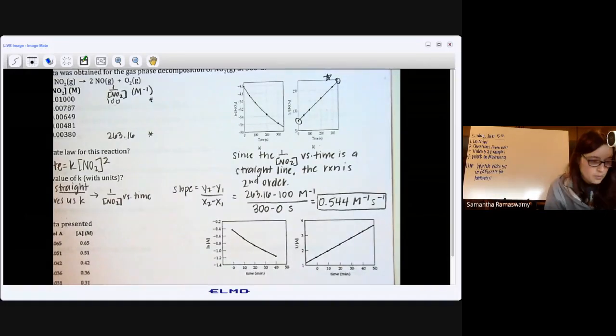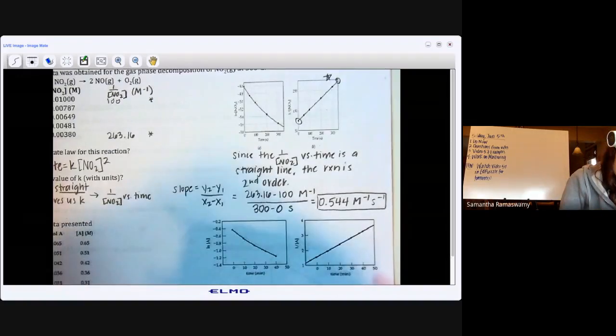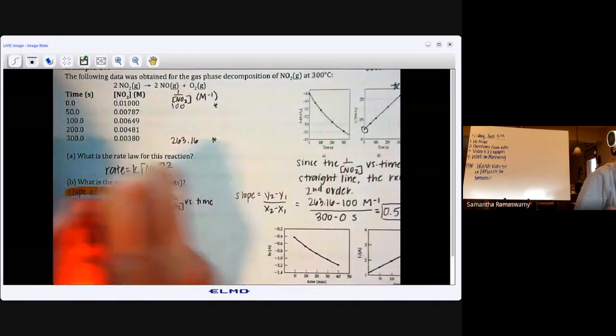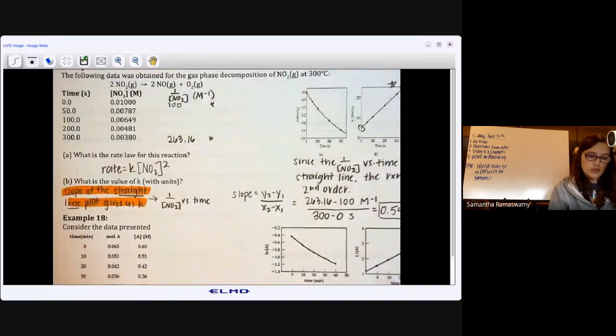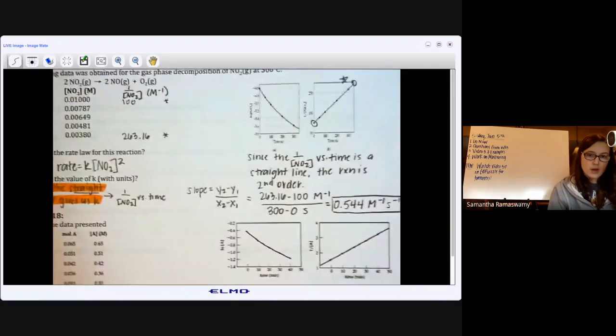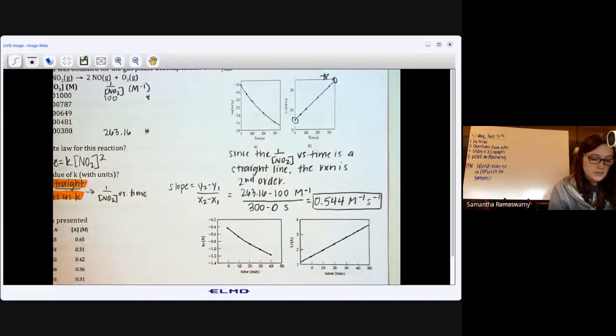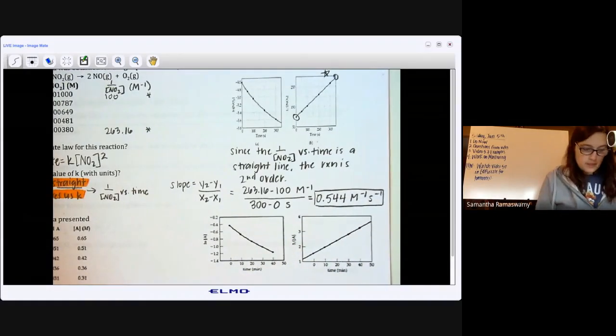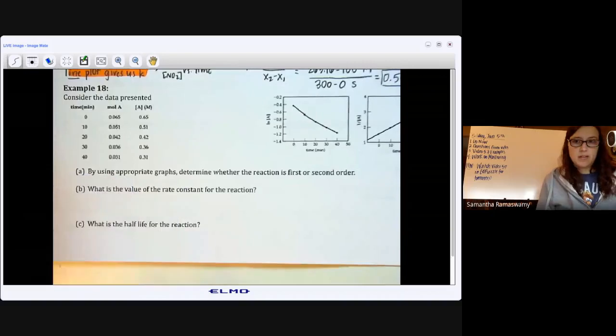So we use the slope of the straight line plot to give us K. The slope of whatever the straight line plot is will give us K. So Y2 minus Y1 over X2 minus X1. If this was a negative number, you just make it positive. For a second order reaction, it will always be positive. Okay, so that's going to be our rate constant. That's K. Now let's look at the same thing for 18.